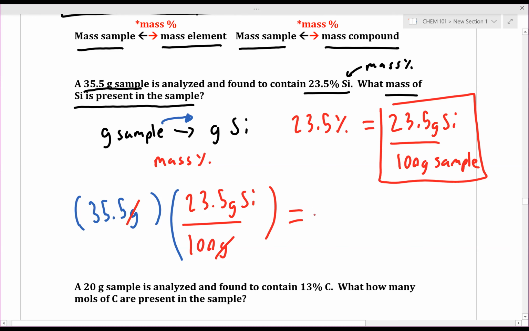I'll show this on the calculator document camera just to make sure we're all clear. So first thing we're going to do is enter 35.5 times 23.5 divided by 100. And in turn, we get 8.34 grams. So let's write that down.